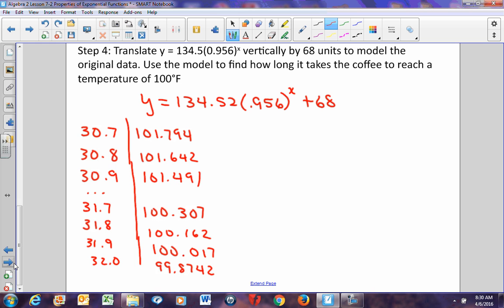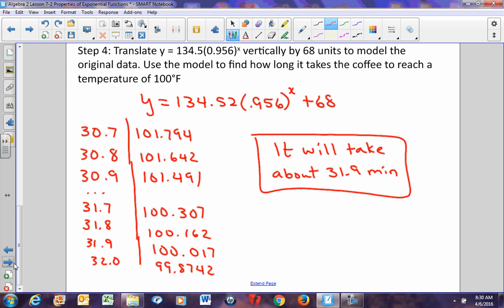So basically, how long is it going to take to reach a temperature of about 100 degrees Fahrenheit? Around 31.9 minutes. Okay? It will take about 31.9 minutes to reach a temperature of 100 degrees Fahrenheit. Okay, so that's an application of an exponential model.